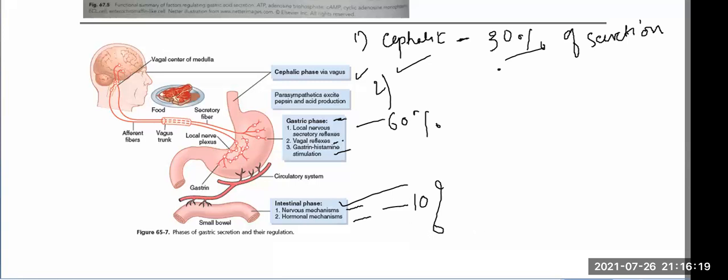I hope all this is clear. This lecture is important for gastric juice secretions, and I hope this is clear.